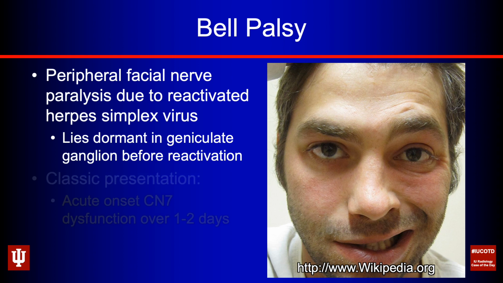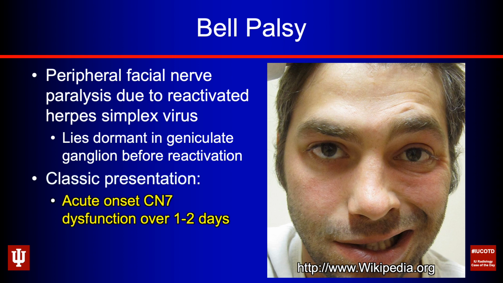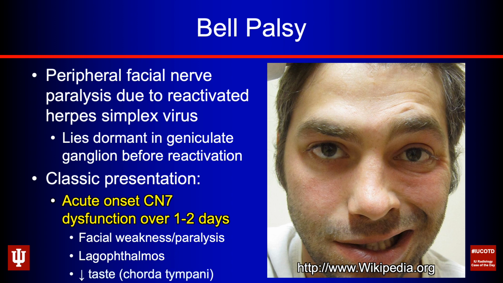So what's the classic clinical presentation? These patients will have an acute onset of cranial nerve 7 dysfunction. It may be weakness, it may be a full-on flaccid palsy, but this typically escalates over about 1 to 2 days. They may have lagophthalmos, this lid lag that you can see in this patient. And they can even have decreased taste in the anterior two-thirds of the tongue because of the chorda tympani branch of the facial nerve that I talked about in the temporal bone anatomy lecture. They may not have all of these features, and that's fine, but they will have facial dysfunction.